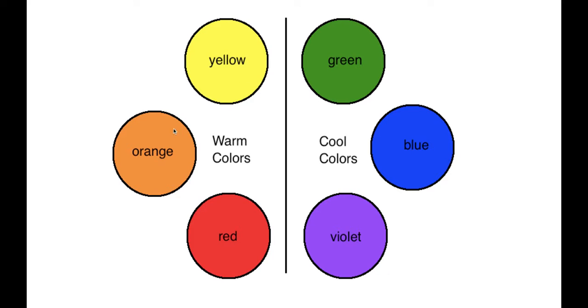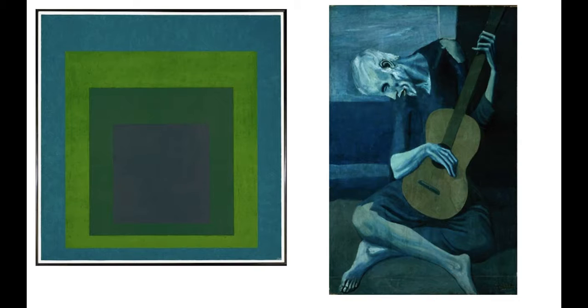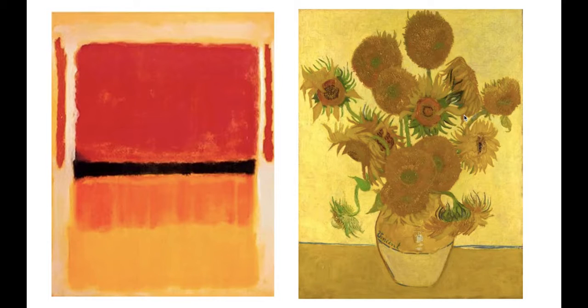Over here again are the warm colors in simpler terms: yellow, orange, and red, or green, blue, and violet. Here are some pictures that are using colors. This is a very simple picture of squares by artist Joseph Albers. This is a picture called The Guitar Player, and this was done during Picasso's blue period when he was feeling blue or very sad, and it's all done in shades of blue.